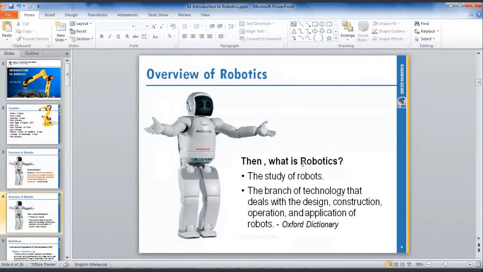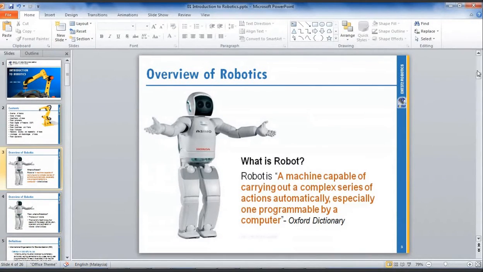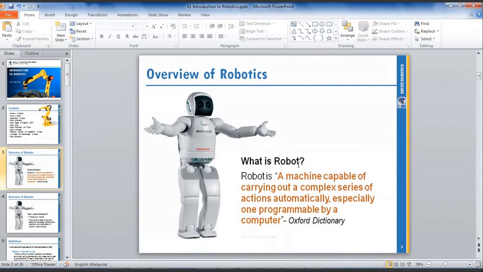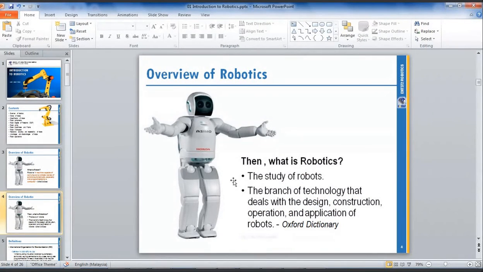And then what is robotics? Just now was robot, and now what is robotics? Robotics is the study of robots, the branch of technology that deals with the design, construction, operation and application of robots. A robot is the physical machine, one type of machine that is capable of doing a complex series of actions. Robotics is the study of robots.